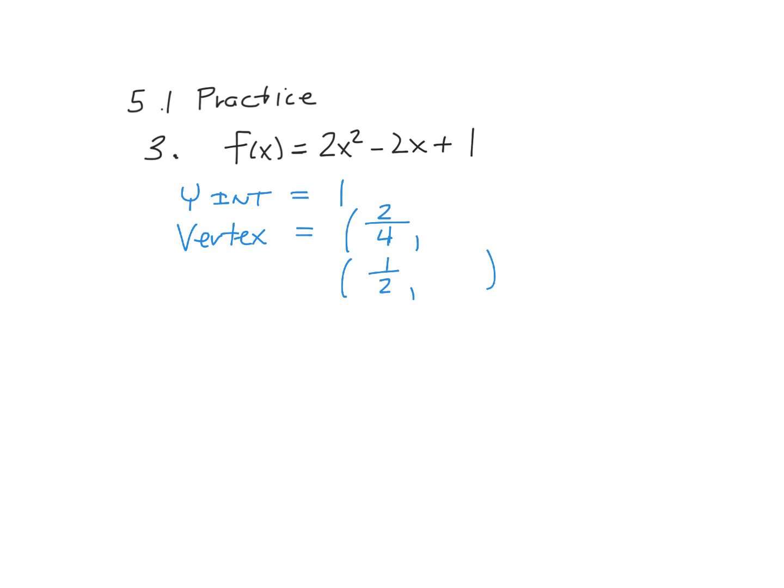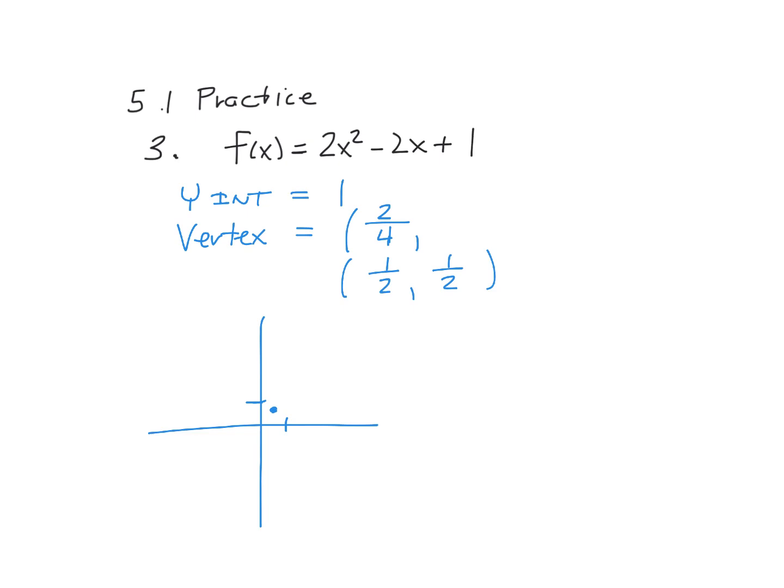Plugging that in, I'm going to have 1/2 squared, which is 1/4. That's going to be a half minus 1 plus 1. So this is still going to be a half. Now, obviously we're going to have some fractions here, but just to show you, if I would use that method, if I have a half, this would be my vertex.